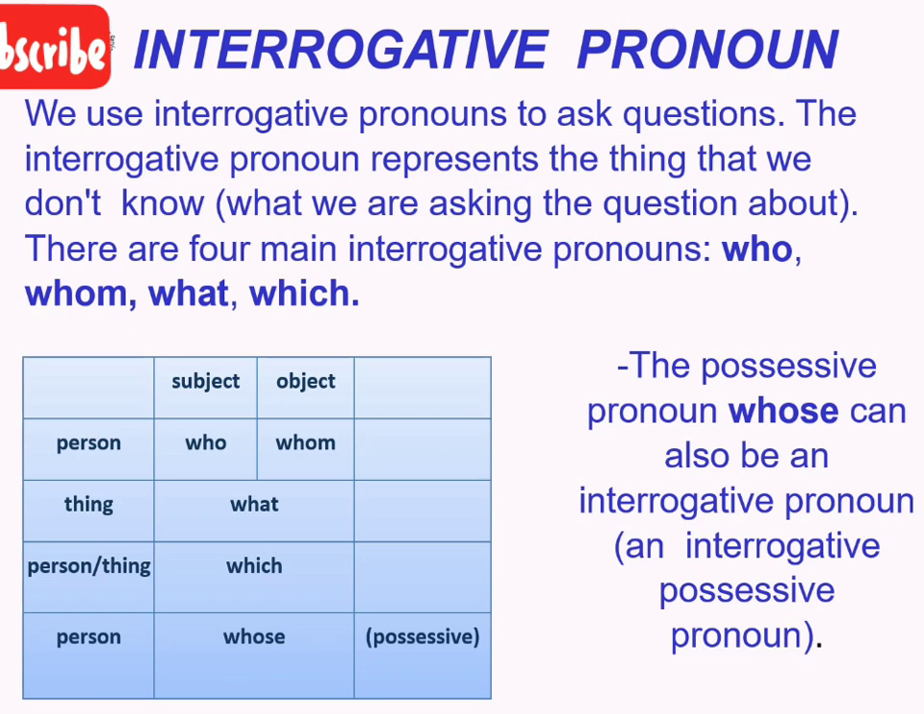Whose tells us about the belonging, but if we are asking a question, whose things are these? Whose shoes are these? Whose socks are these? I am asking about the belongings, but I am interrogating you. It means the possessive pronoun whose here is used as an interrogative pronoun. So, what are interrogative pronouns? Whenever we have to ask questions, we use interrogative pronouns. And what are the four main interrogative pronouns? Who, whom, what, which.